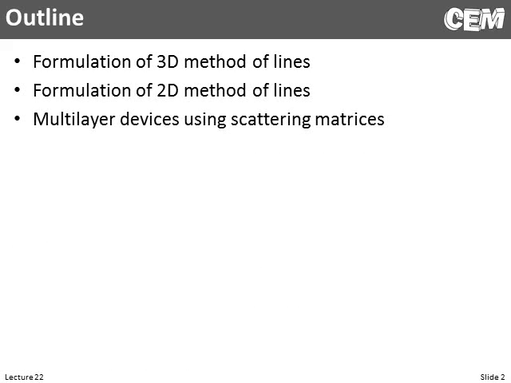So the outline of this lecture, because really, as you'll find, you know this technique now, having been through rigorous coupled wave analysis and the transfer matrix method. So I can very quickly then step through the formulation of a 3D method of lines, fully three-dimensional, which would be equivalent to what we did with rigorous coupled wave analysis. And what's more commonly seen in the literature is a two-dimensional implementation. At the very end, you'll see why that is. And very quickly how to handle multi-layer devices using scattering matrices. And you'll find this exactly the same as with transfer matrix method and rigorous coupled wave analysis.